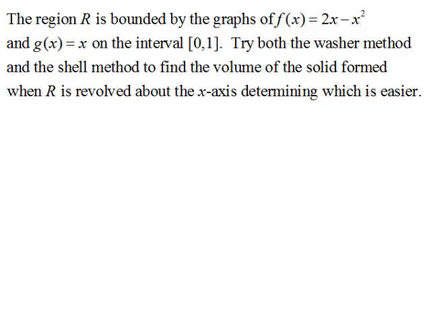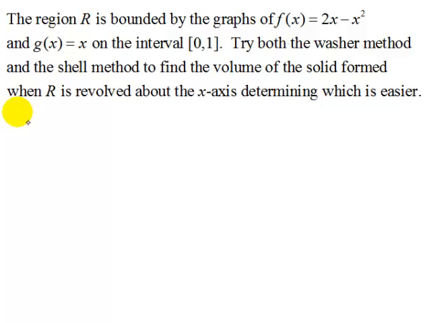The region R is bounded by the graphs of f of x equals 2x minus x squared and g of x equals x on the interval from 0 to 1. Try both the washer method and the shell method to find the volume of the solid formed when R is revolved around the x-axis, determining which is easier.